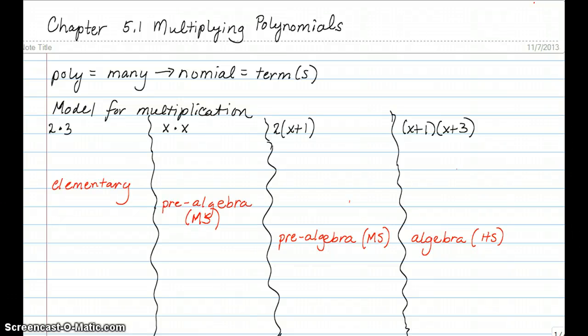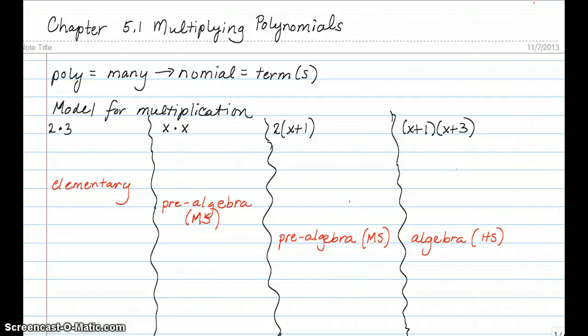Okay, we're going to be looking at, in this recording, chapter 5.1, multiplying polynomials. Poly means many. Nomial means term or terms. So a polynomial is a many-termed problem. So we look at first how we evolved through the multiplication process.